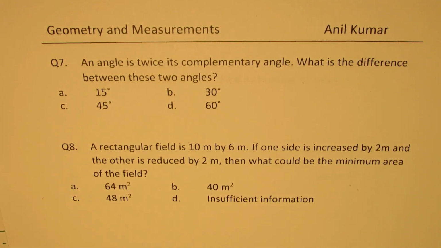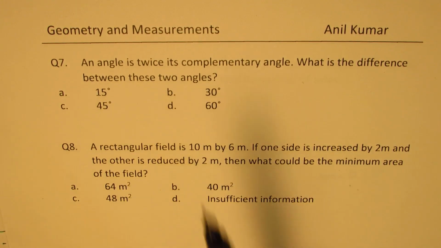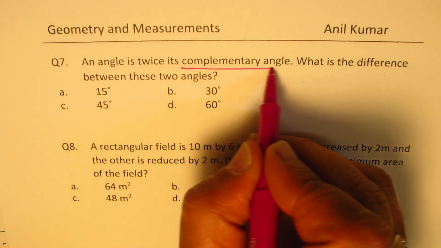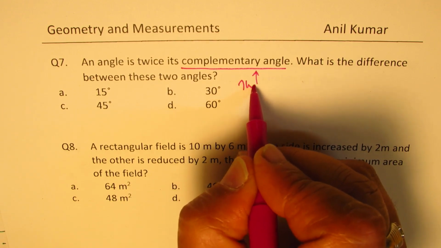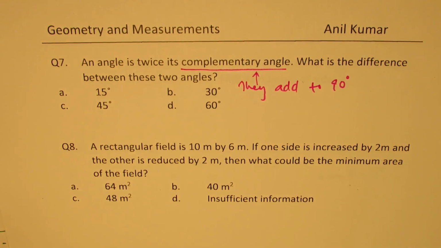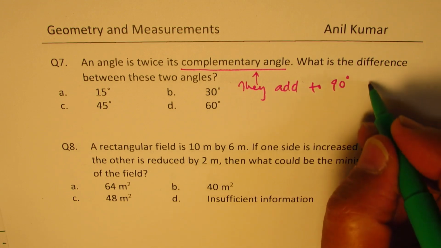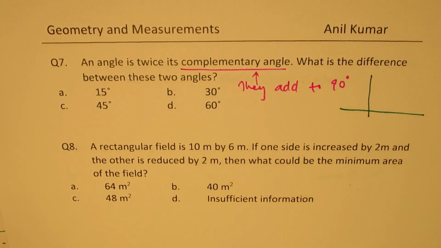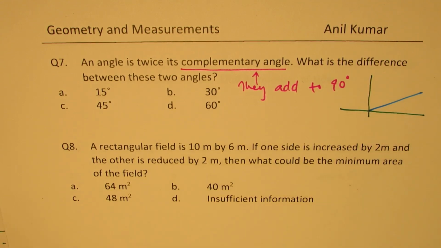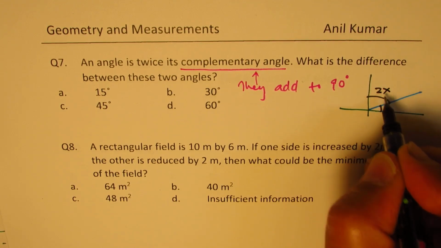Question number 7. An angle is twice its complementary angle. What is the difference between these two angles? Now, what is a complementary angle? Complementary angles add to 90 degrees, correct? That is important. So it says an angle is twice its complementary angle. So the situation is kind of like this. We have an angle which is twice, right? So if this angle is, let us say, x, the other one is 2x.